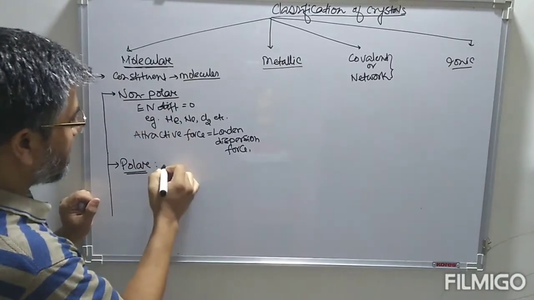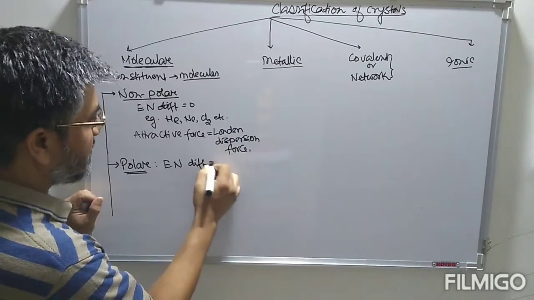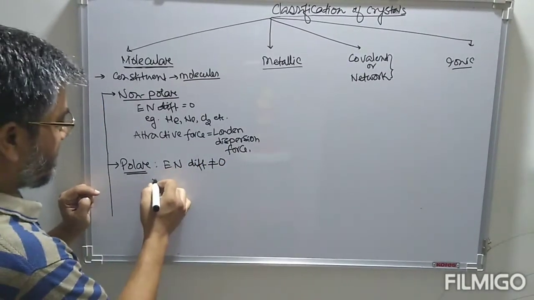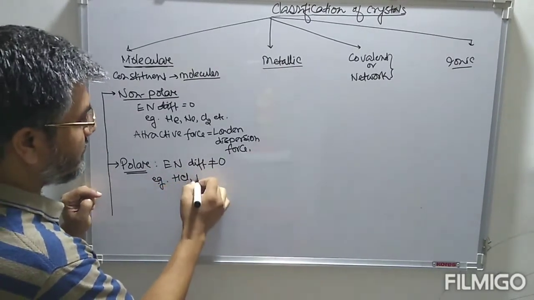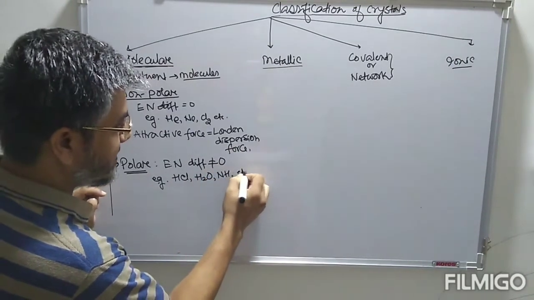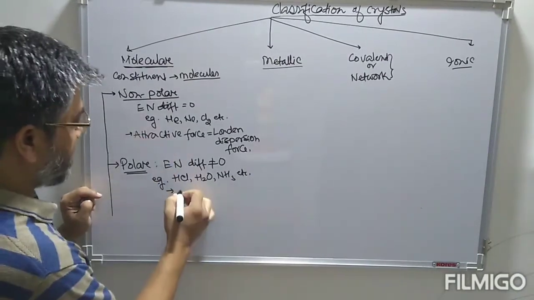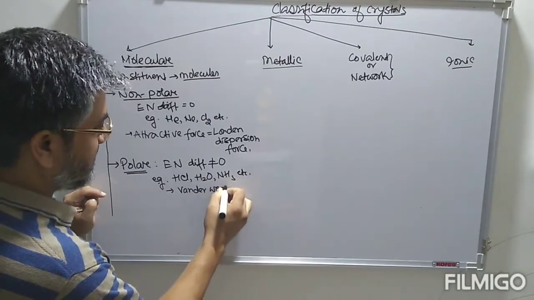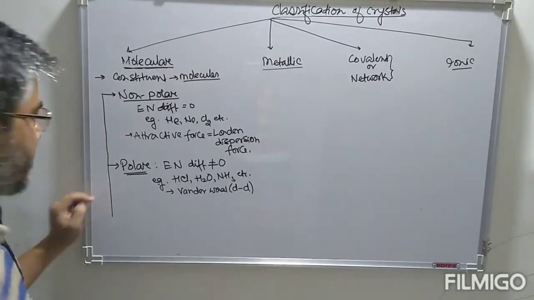So in case of this, electronegativity difference is not equal to 0 and we have a dipole. So examples of this are HCl, H2O, ammonia, etc. Now in this the attractive force is van der Waals force, that is dipole attractive force.